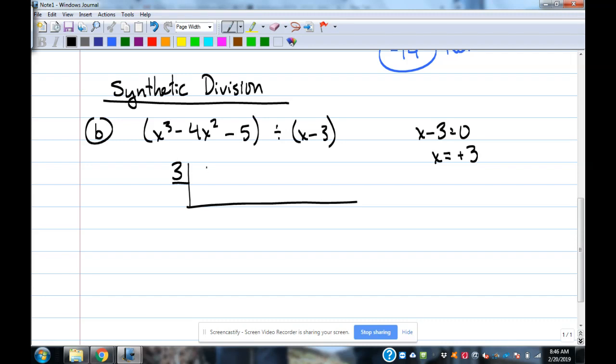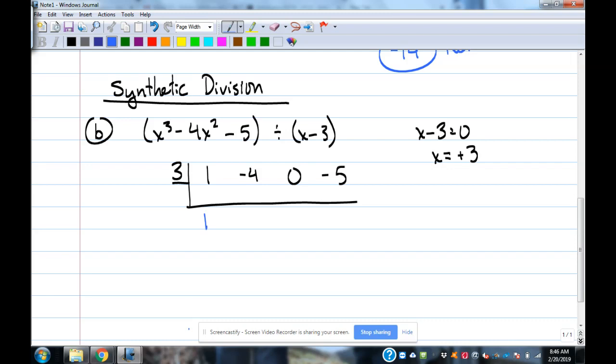So 1, negative 4, 0, negative 5. Again, you've got to have a representative from your highest power of x: x cubed, x squared, plain x, and then x to the 0 power. So that's got to have a representative. If there's not one there, put a 0 in its place. Now, synthetic division, if you remember how to do that, you drop the first number down. So 1 just drops straight down.